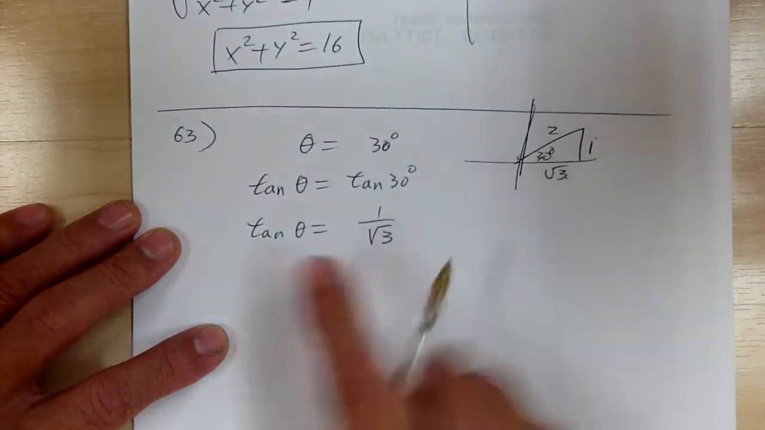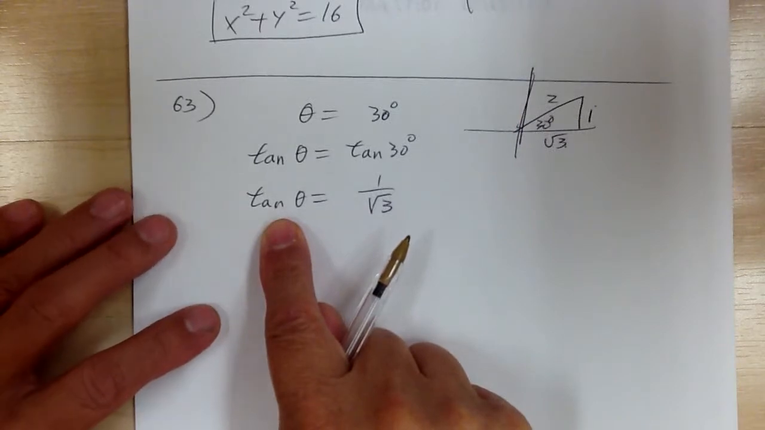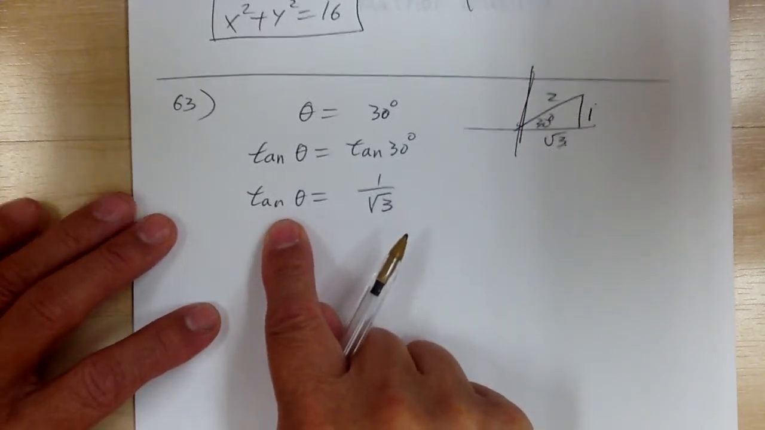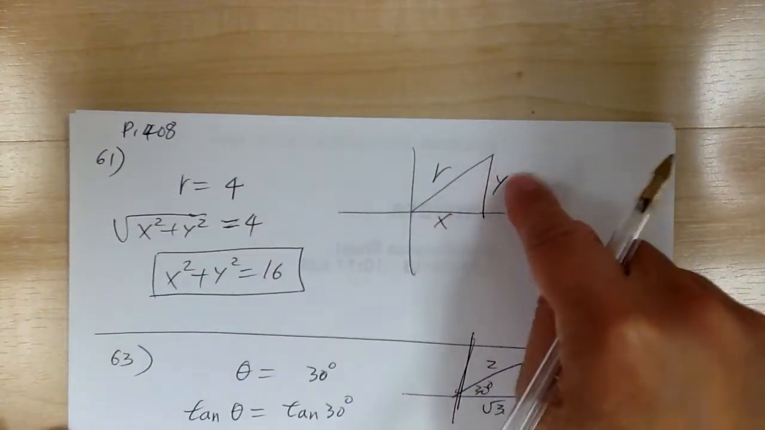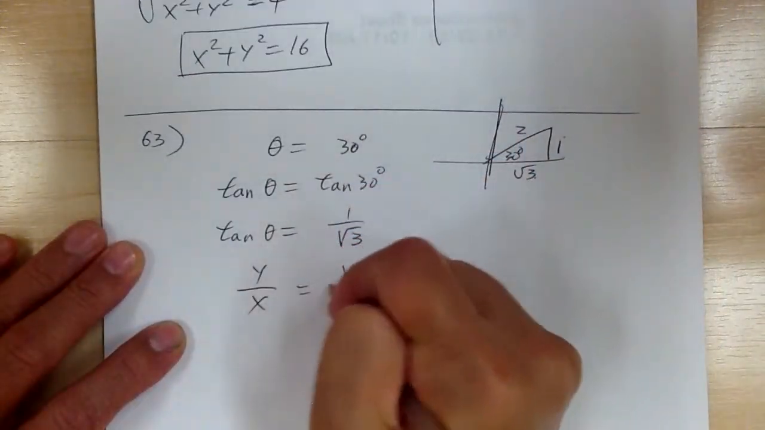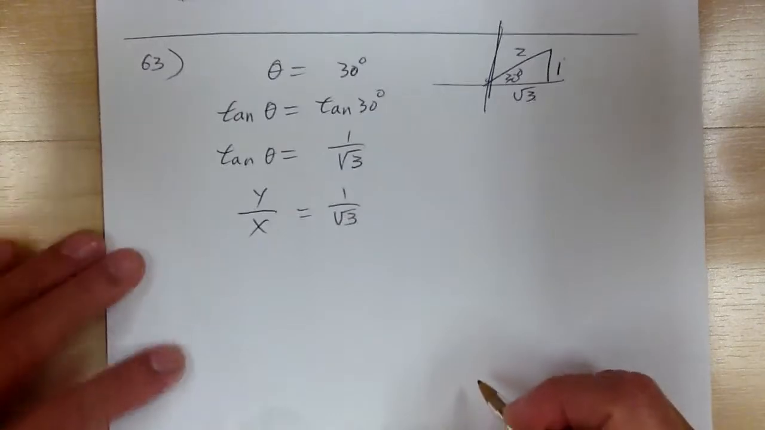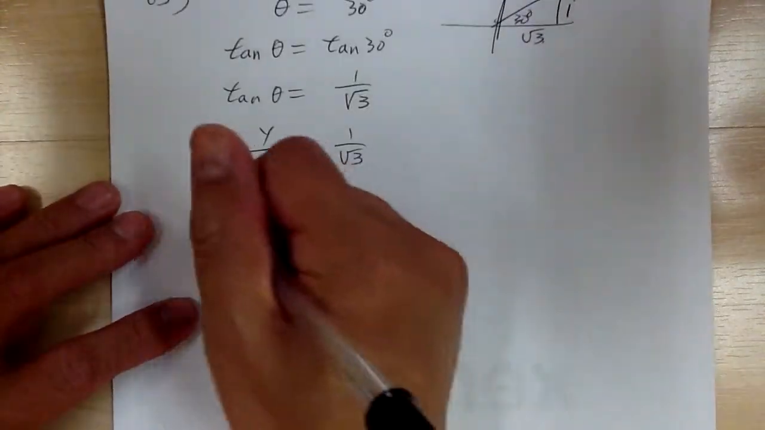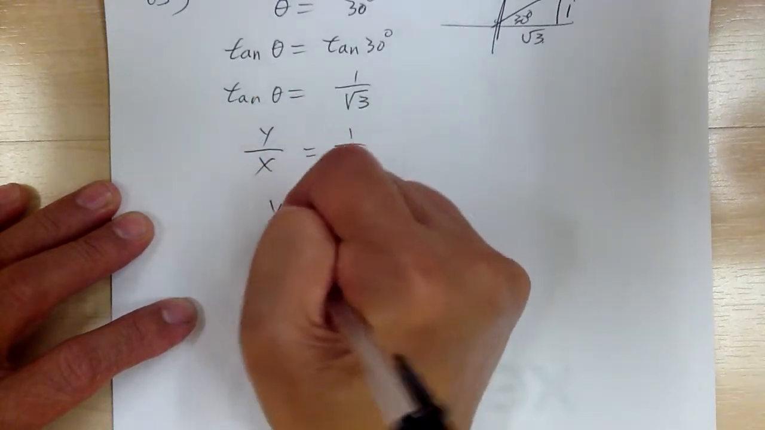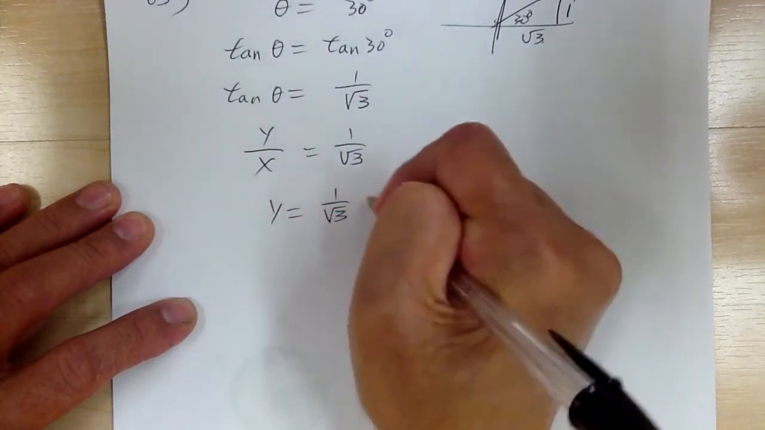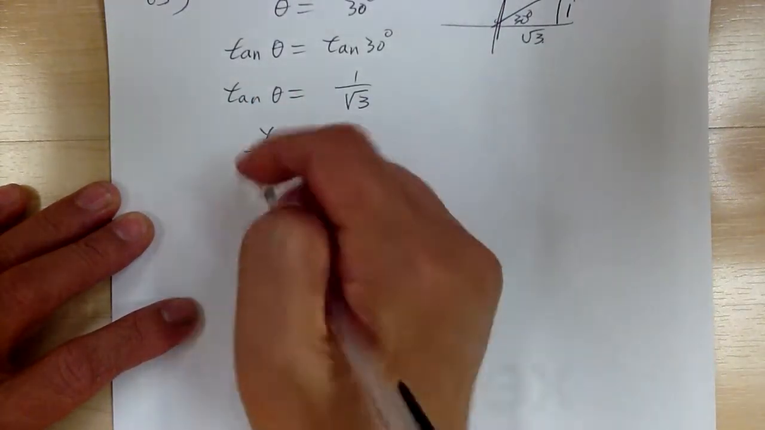Okay, but remember, what's tangent theta? Tangent theta is a slope, and the slope is equal to y over x, right? Over here, slope, right? Y over x, that's your slope. Okay. And after that, you can just go and multiply by x to move it to the other side. So you got y equal to 1 over square root of 3 times x. Okay, just multiply and that's it.